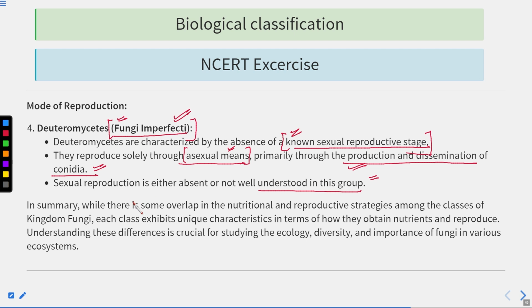So in summary, while there is some overlap in the nutritional and reproductive strategies among the classes of kingdom fungi, each class exhibits unique characteristics in terms of how they obtain nutrients and how they reproduce. So these two things are very, very important in the case of fungi. Understanding these differences is crucial for studying the ecology, diversity, and importance of fungi in various ecosystems.